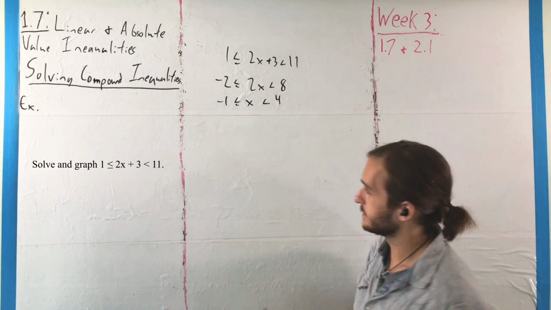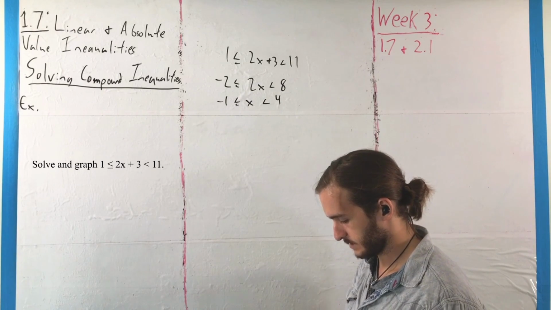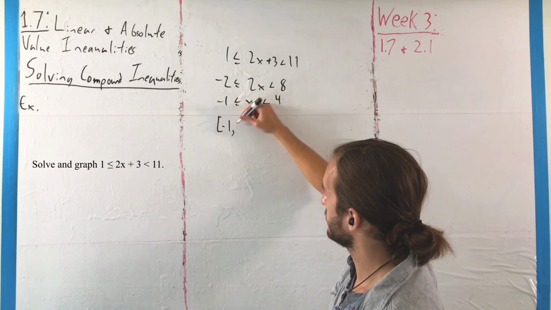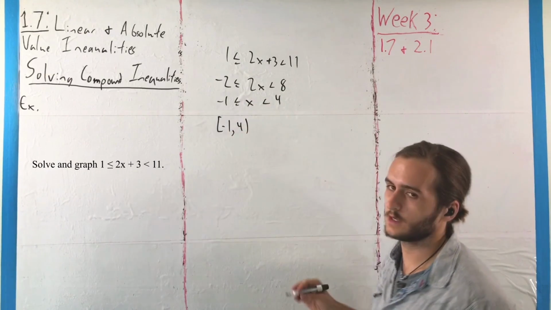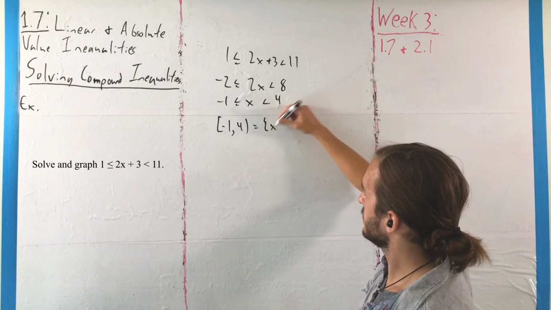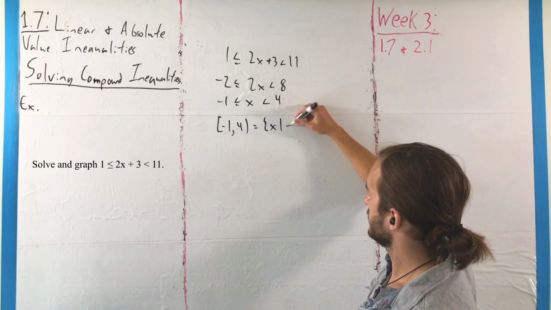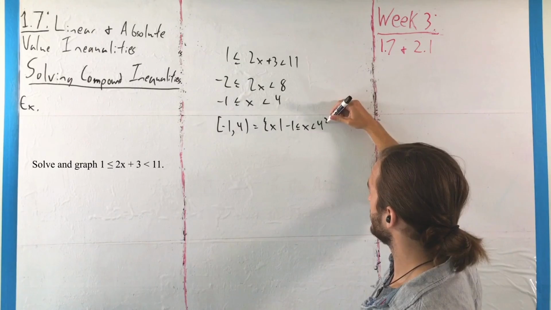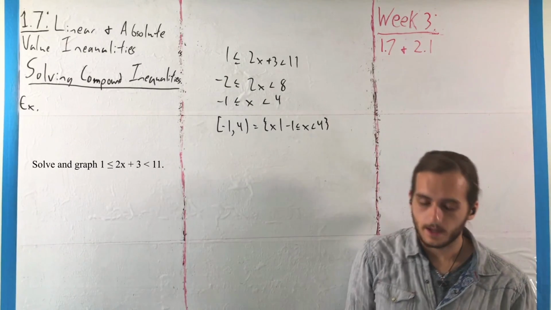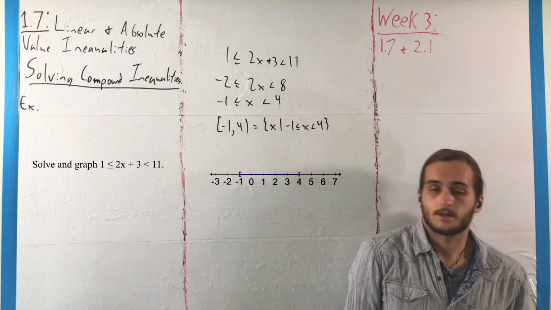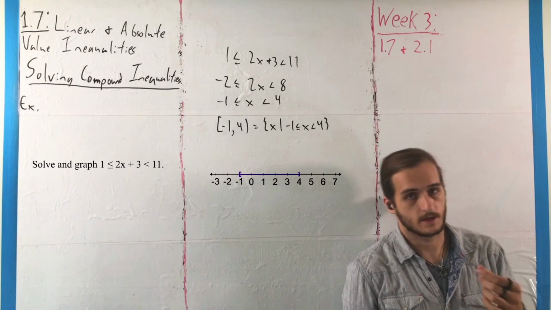Where if we wanted to write that as a set, well, it's pretty straightforward. We have the set going from negative 1 to 4, including negative 1, excluding 4, or in set builder notation, x such that x is between negative 1 and 4, but not equal to 4, and we can graph it like so as well.